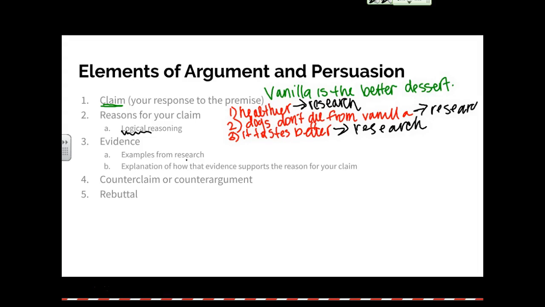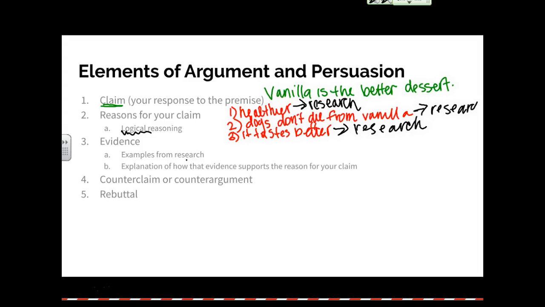Who brought up the significant amount of chocolate the dog has to have? So dogs don't die from vanilla. Counter argument: it would take like 10 pounds of chocolate to kill a dog. Okay, it takes a lot of chocolate. So that's a counter argument, right? Then why do people trip over it so bad? It tastes better. Okay.